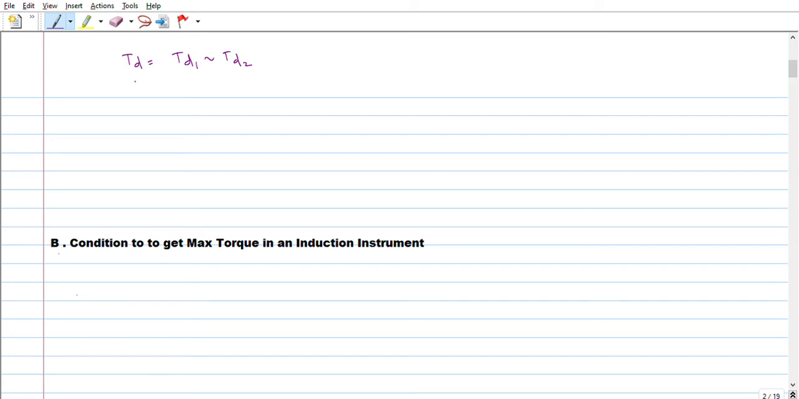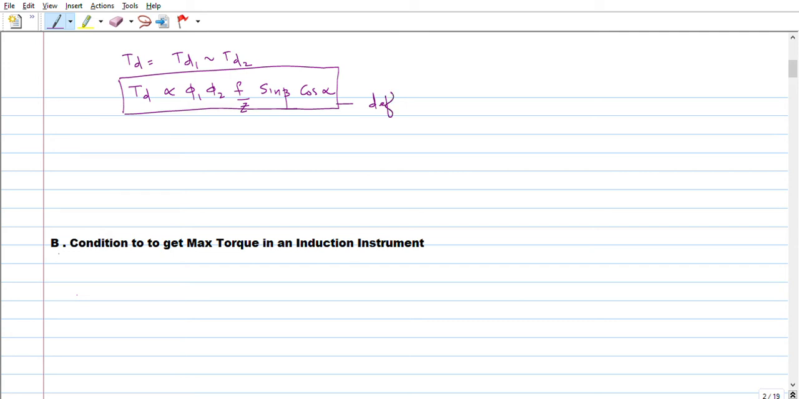The equation derivation: the deflecting torque TD is proportional to phi 1 phi 2 into F by Z into sin beta into cos alpha. So this is the deflecting torque equation of an induction type instrument.